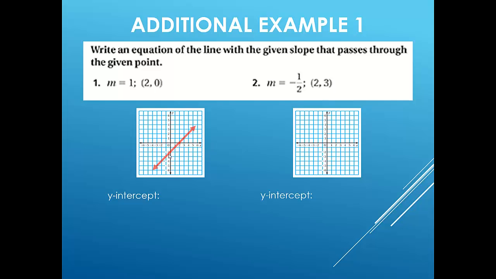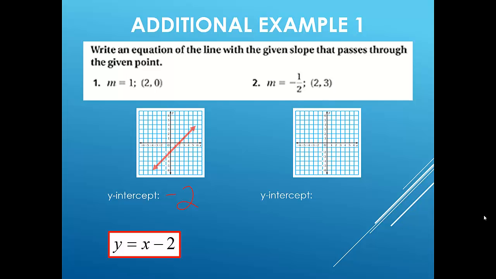We can see that this will cross the y-axis at -2, so our y-intercept would be -2. And then we can write the equation of our line. We're going to have y equals x minus 2. Our y-intercept was -2, and our slope was 1, so we had 1 in front of the x.